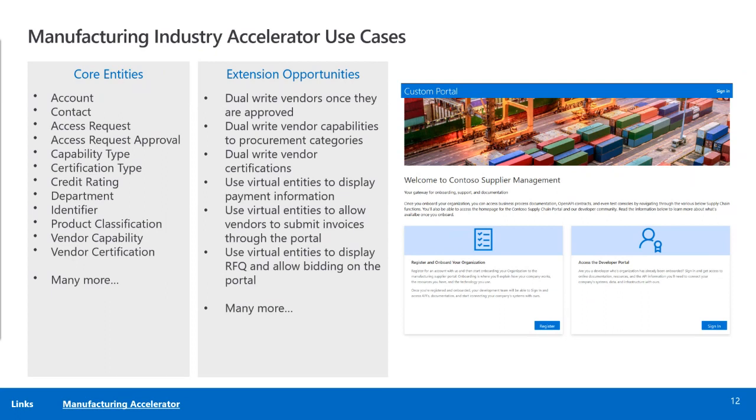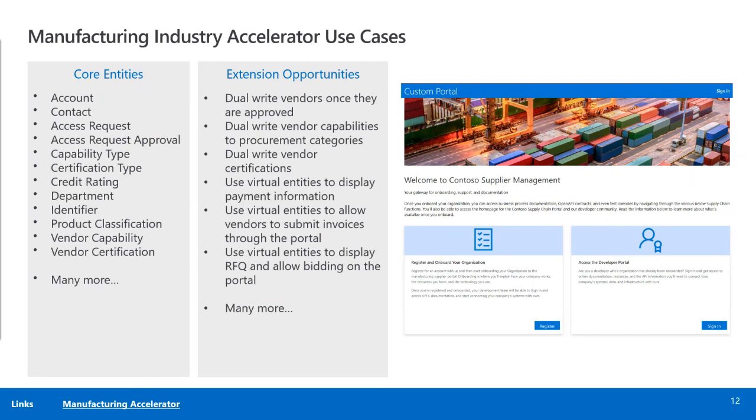With the base functionalities that are available out of the box, there's a number of things that we might dual write. So for example, we might manage the whole onboarding process and application process for vendors. And once they're approved, we might dual write those over into finance and operations so that they're now actual vendors in the system and we can start capturing purchase orders and invoices and payments.